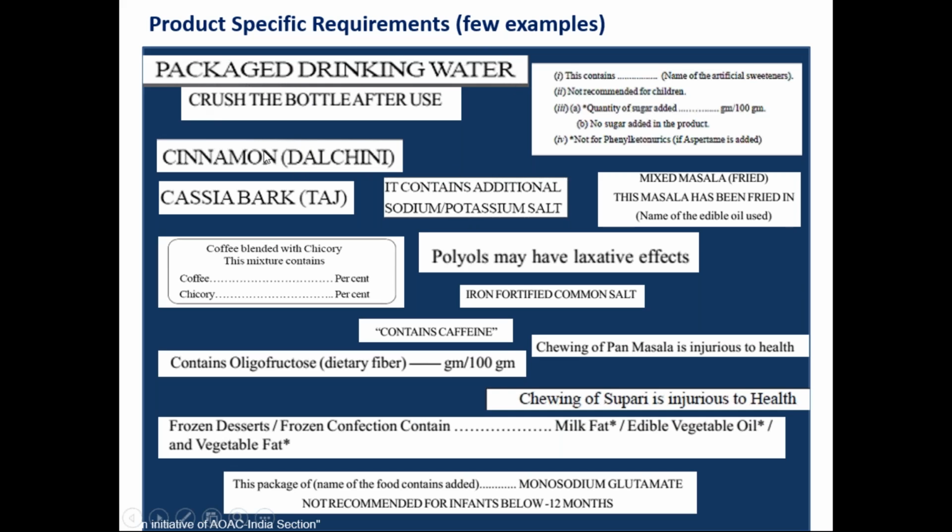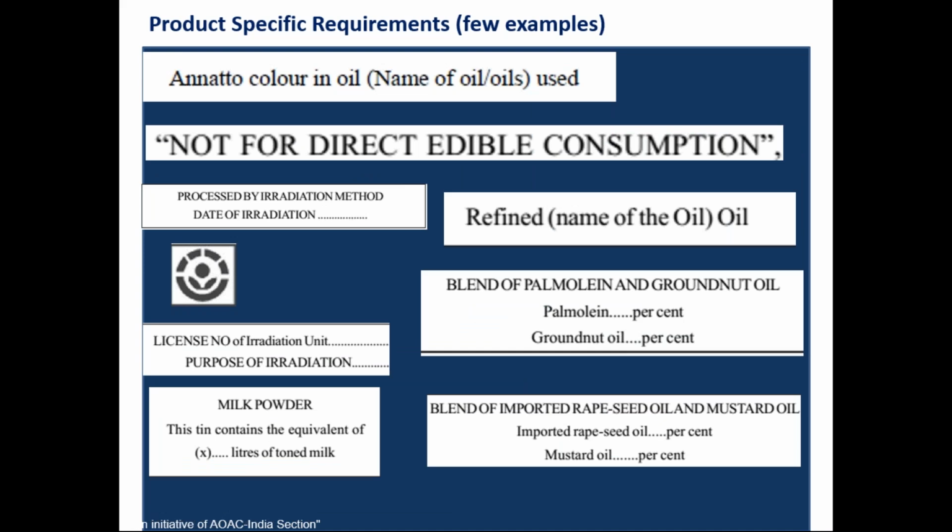If you're selling cinnamon, it should have cinnamon and dalchini. If you're selling cassia, it should say that. If you're selling a high energy drink, it should say contains. If it is supari, you must put chewing of supari is injurious, chewing of pan is injurious. For frozen desserts, if it contains MSG, you have to write not recommended for infants below 12 months. If you're having color in the oil, you must put it.